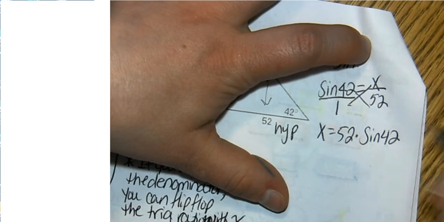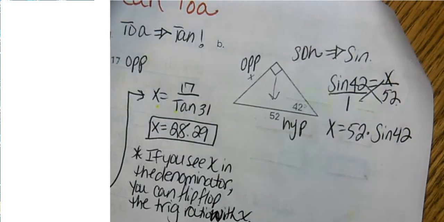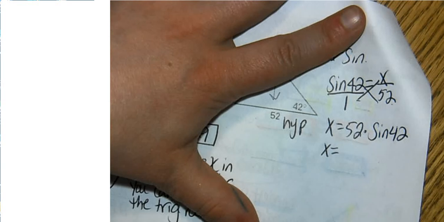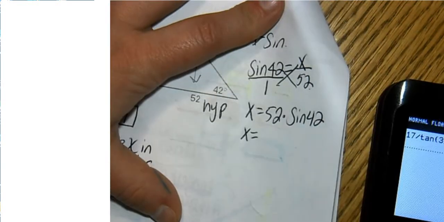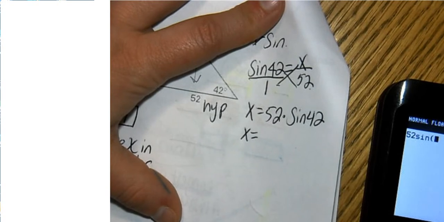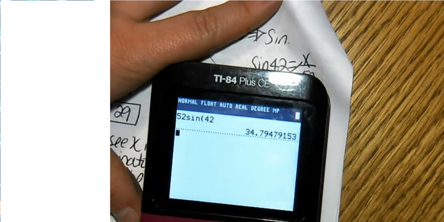So I guess if you wanted to call it a trick, if you have a number in the denominator, you're simply going to be multiplying by the trig ratio. So then this is going to be x equals, and we're going to take 52 and multiply it by the sine of 42. I'm just putting it into my calculator exactly as I see it. And when I do that, I end up with 34.79.